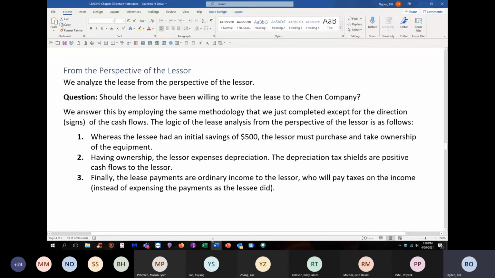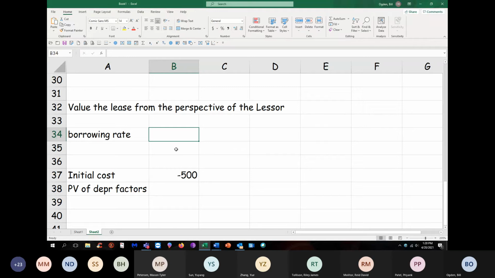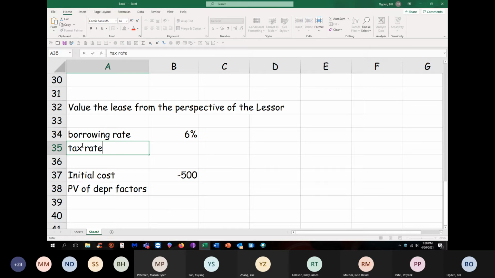Yeah, 6%. Okay, let's go back and get 6%. So it's a very low borrowing rate compared to the lessee. The tax rate, and that would be 21%.